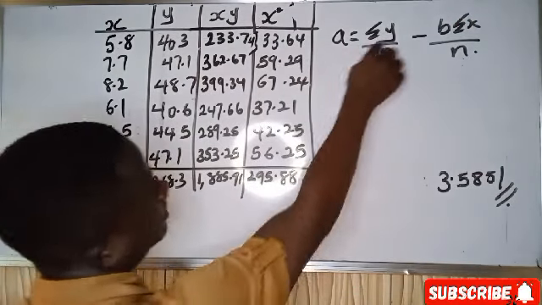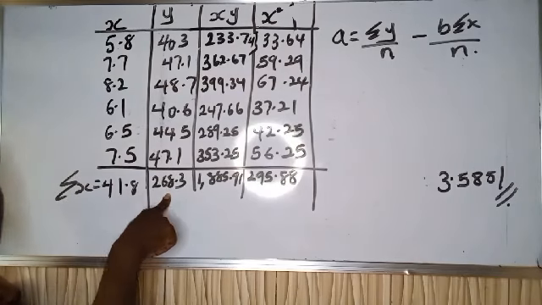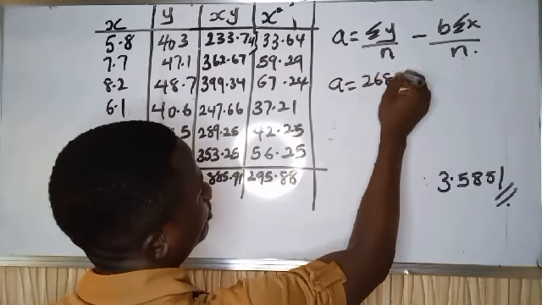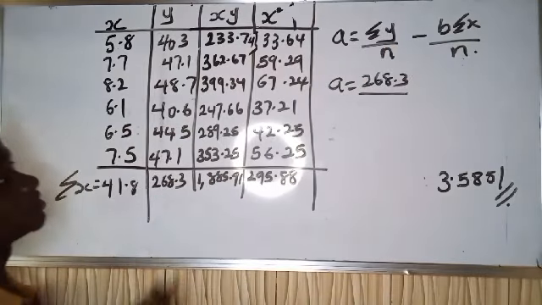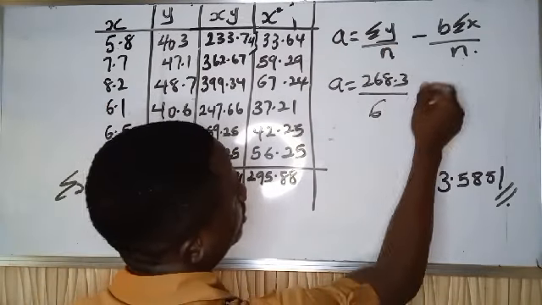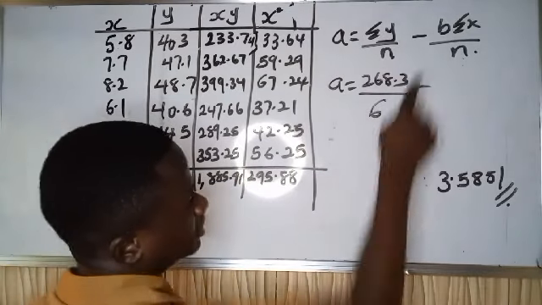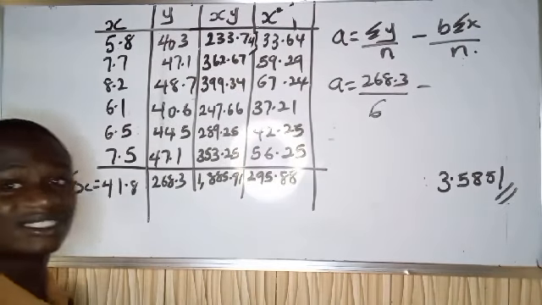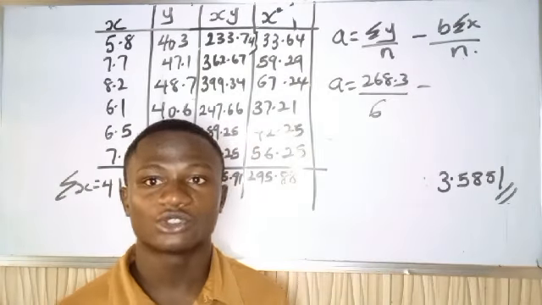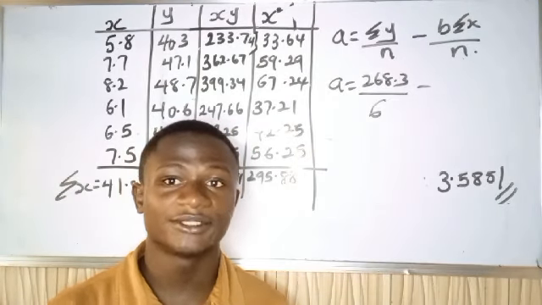So what is my summation Y? My summation Y is 268.3. So my A is equal to 268.3 divided by, how many variables are we testing? 1, 2, 3, 4, 5, 6. We are testing 6 months, minus B. What is my B? My B is 3.5851. This is why I told you that you need to find your B first before finding your A, because when you want to find your A, you usually need your B.